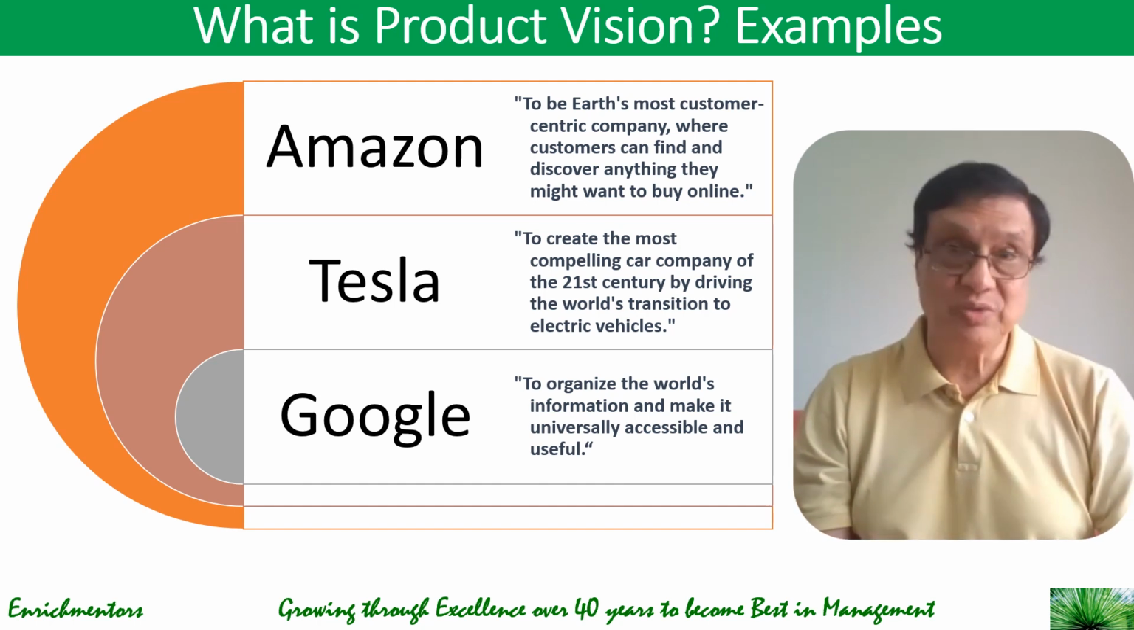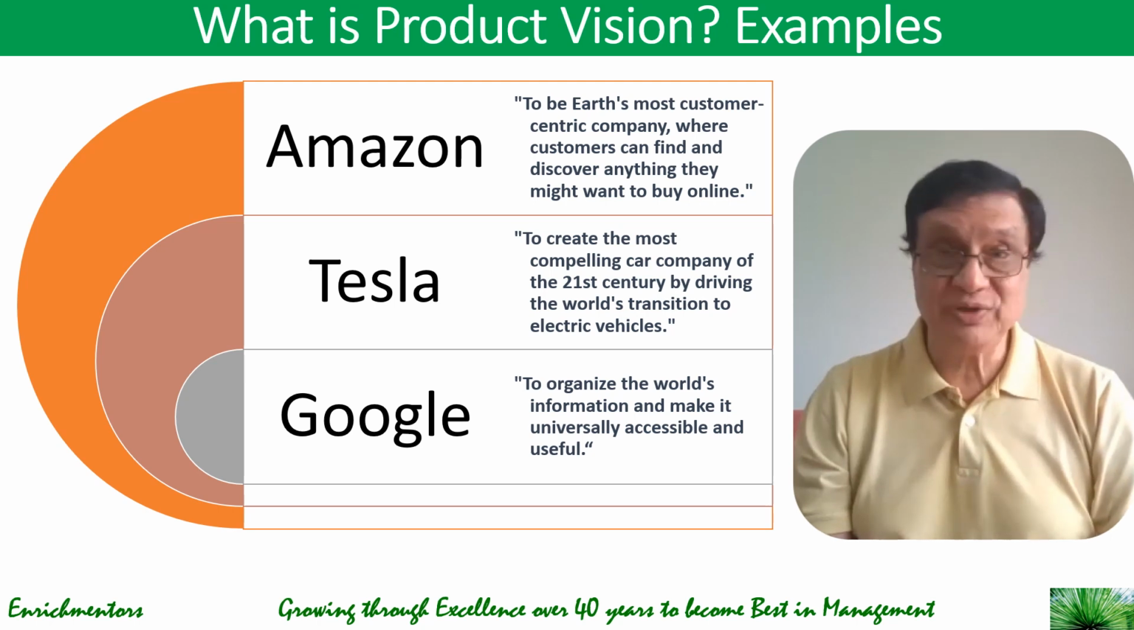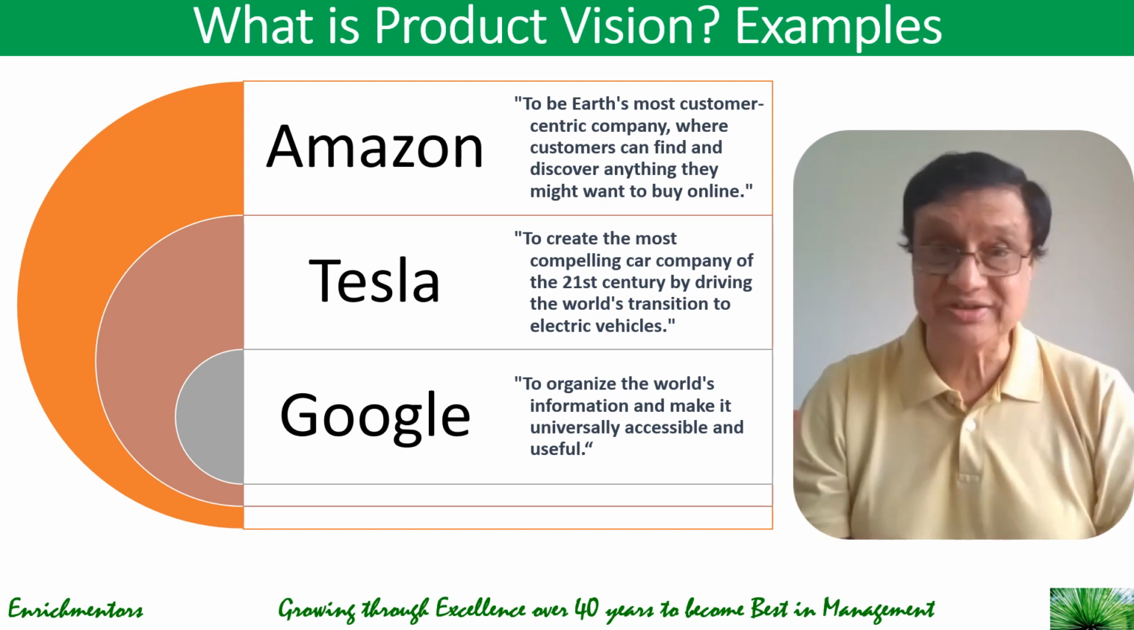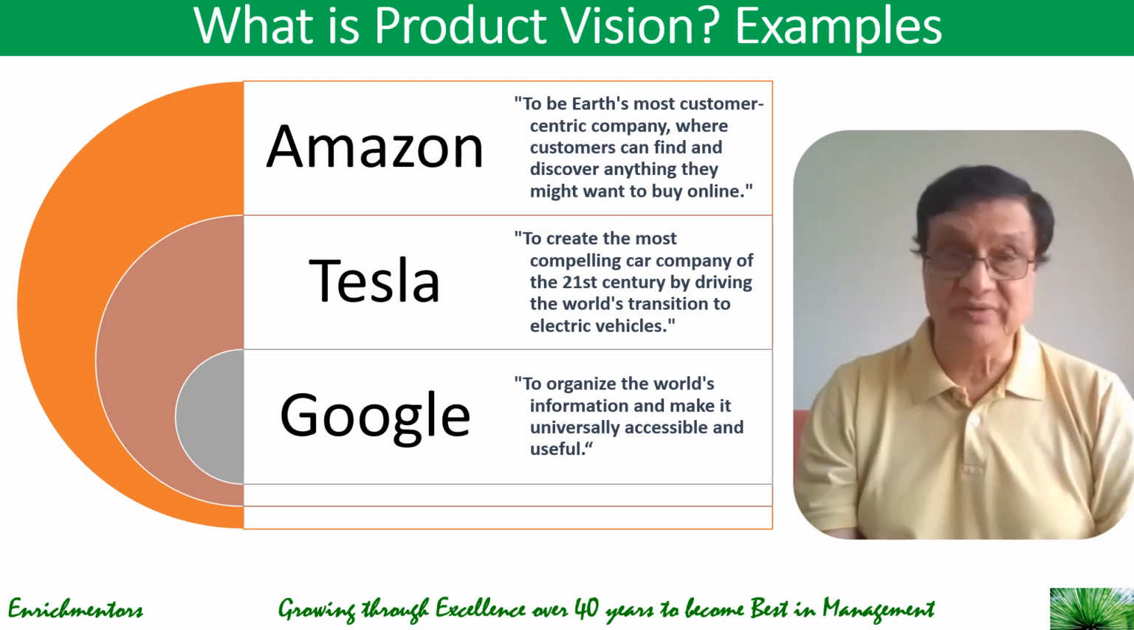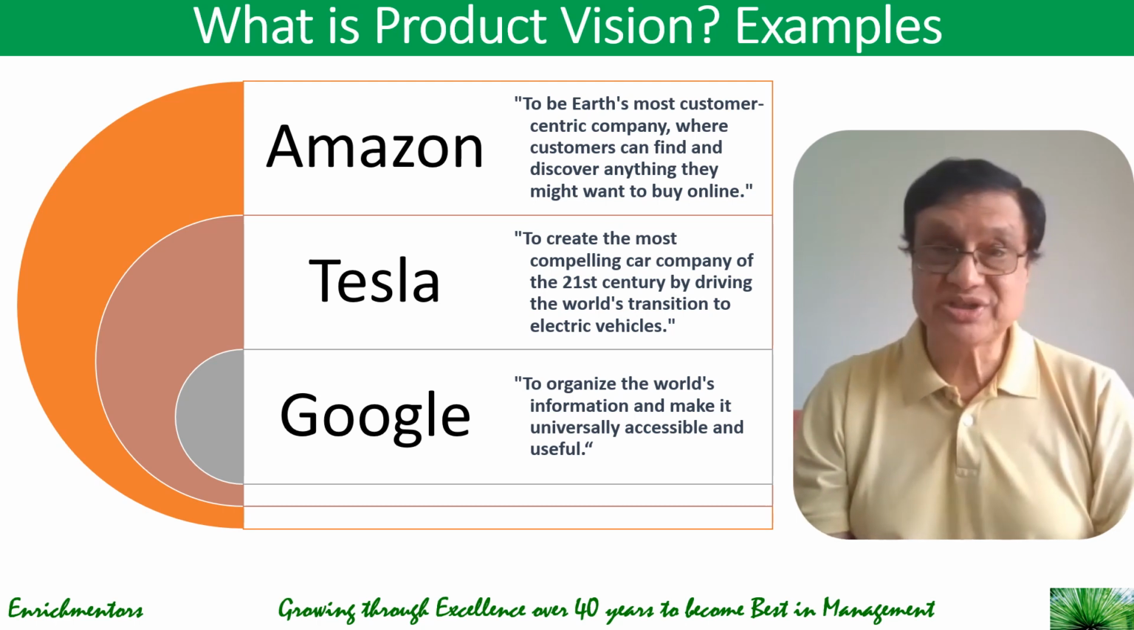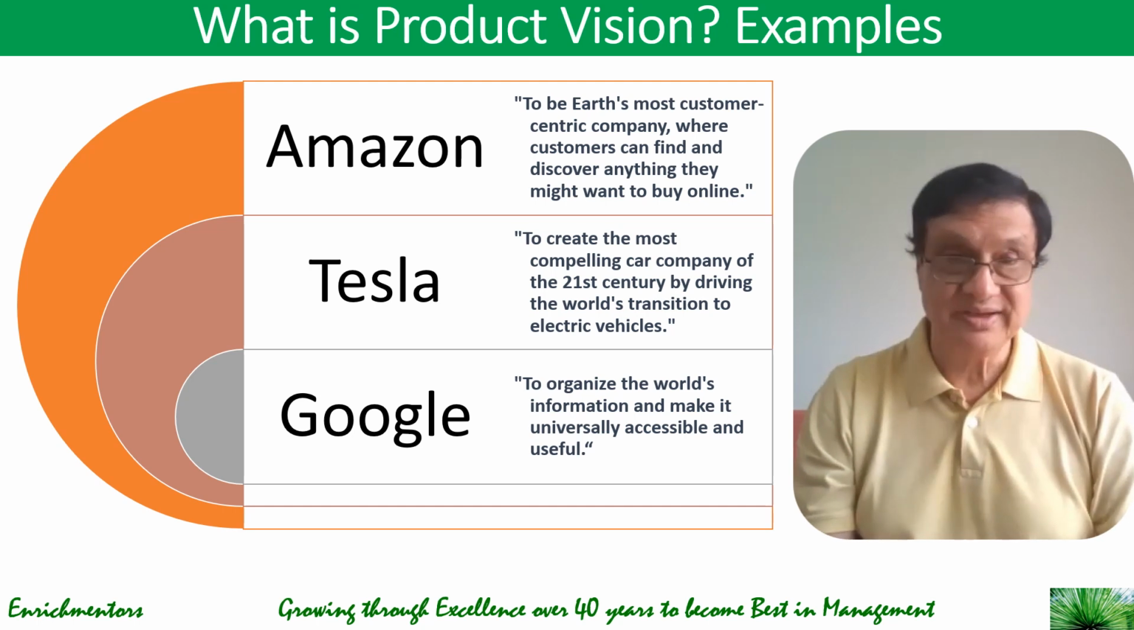So that's what Amazon says. Tesla, for another example: to create the most compelling car company for the 21st century by driving the world's transition into electric vehicles. Very clear. And Google, finally: to organize the world's information and make it universally accessible and useful.